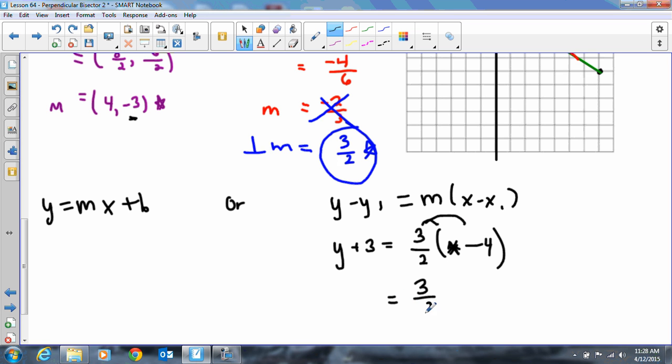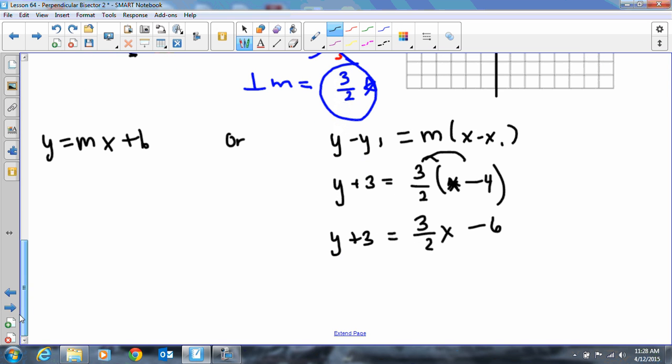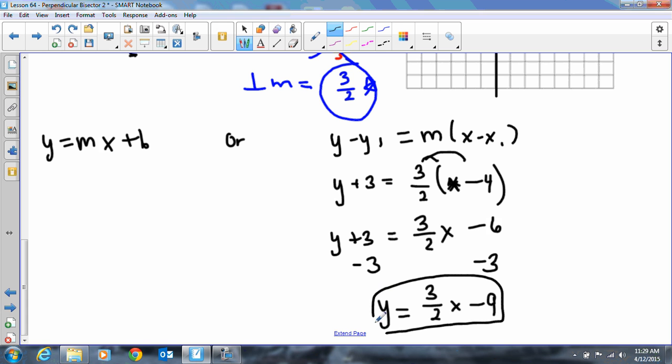So 3 over 2 times x is 3 over 2x. 3 over 2 times -4 is -6. Bring down your y plus 3. All right, almost done. Now we just have to move the 3 over and we minus it. So this equation ends up being y equals 3 over 2x minus 9. Minus 9. That's where the y-intercept will be.